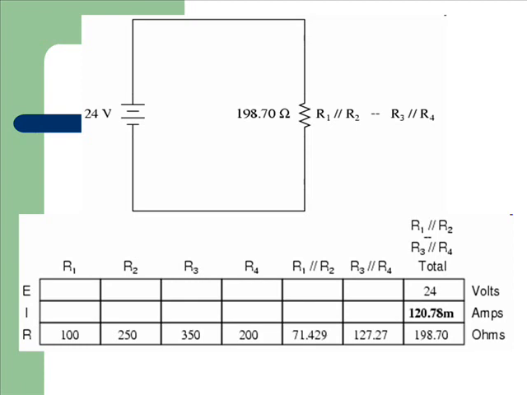and add the total resistance figure to the rightmost column of our table. The dash symbol is used here to represent series, just as the slash symbol is used to represent parallel. Back to our equivalent circuit drawing. Our total current value of 120.78 milliamps is shown as the only current here.